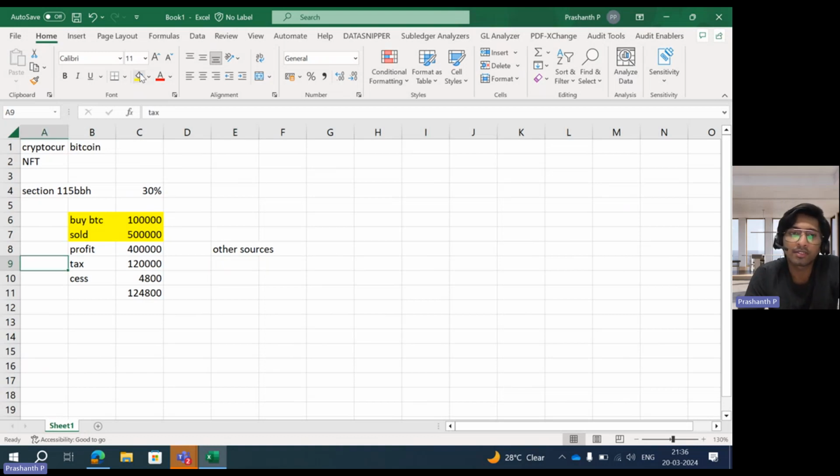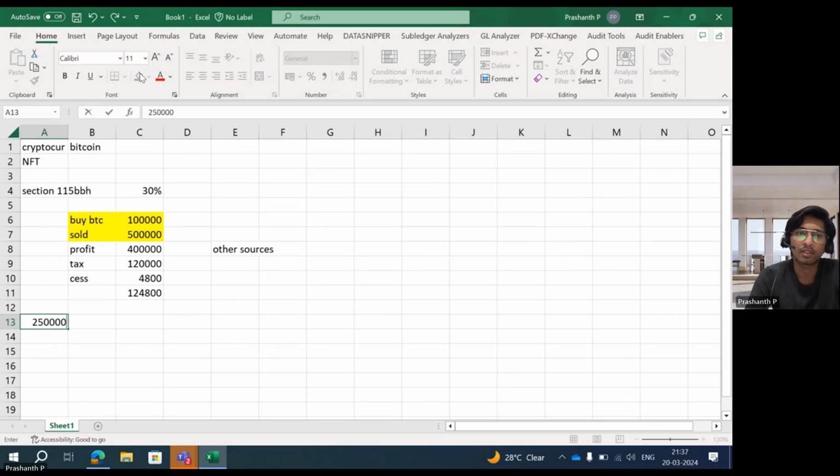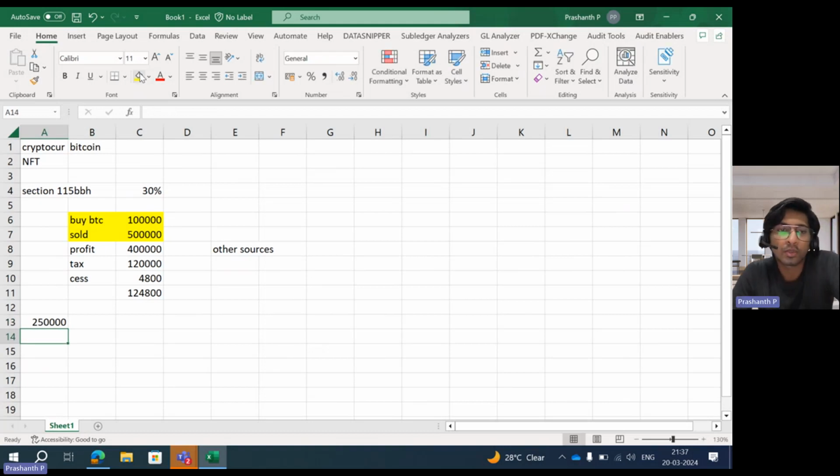The next basic doubt which comes to our mind is whether the basic exemption limit shall be available on such transactions, right? So what is the current basic exemption limit? We'll be discussing as per the old regime. As per the old regime, the basic exemption limit is 2,50,000.